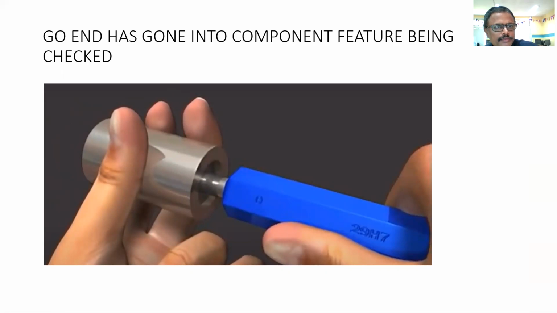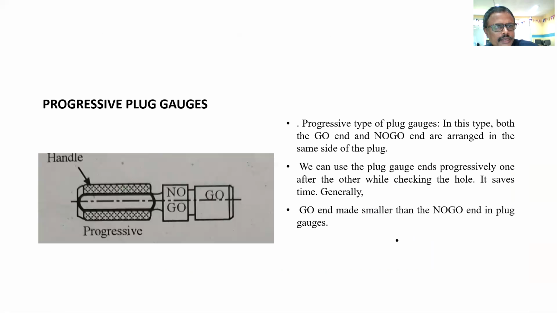So you can check the many types of gauges. Again, continuing with the progressive plug gauges here. Progressive plug gauges are nothing but the gauges with go and no go type. This go and no go type are arranged on the same side of the plug. That is why it is called progressive plug gauge.